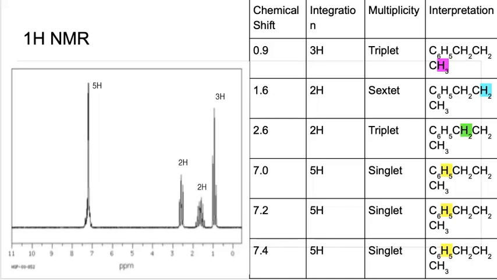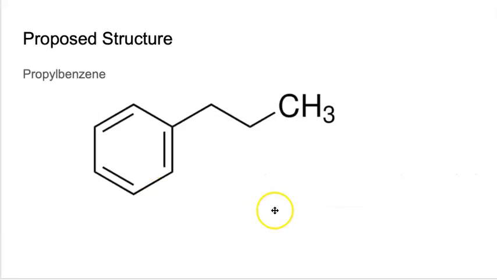And from these 3 graphs, we deduced that our final structure, as I said earlier, would be a propylbenzene.